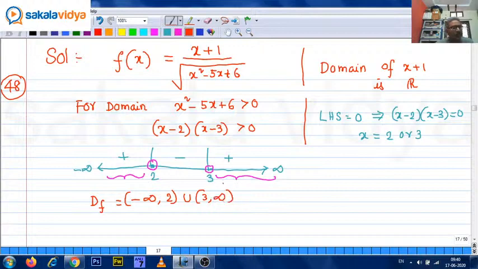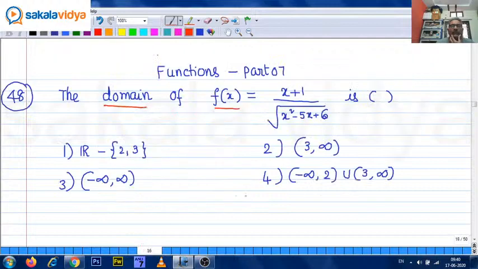So which is the right option now in this one? The fourth option is the right option. Fourth option is the right option.